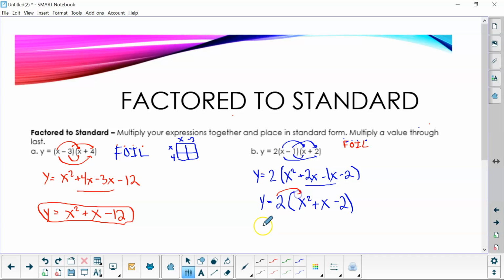So 2 times x squared would give me 2x squared. 2 times x gives me 2x. And 2 times negative 2 gives me negative 4. And I am done with that.